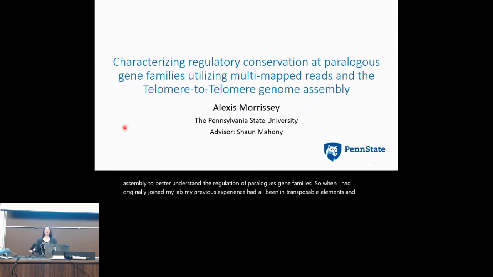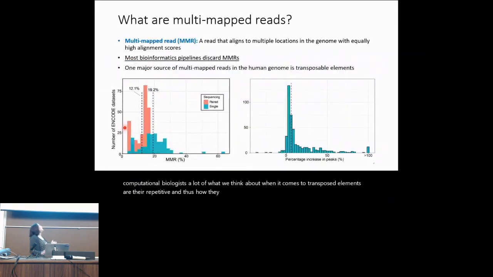So when I had originally joined my lab, my previous experience had all been in transposable elements. And as computational biologists, a lot of what we think about when it comes to transposable elements are their repetitive nature and thus how they can create multimap reads. So what is a multimap read? It's a read that maps to multiple locations in the genome with equally high alignment scores. So your short read aligners like BWA and Bowtie will not be able to distinguish where they actually belong.